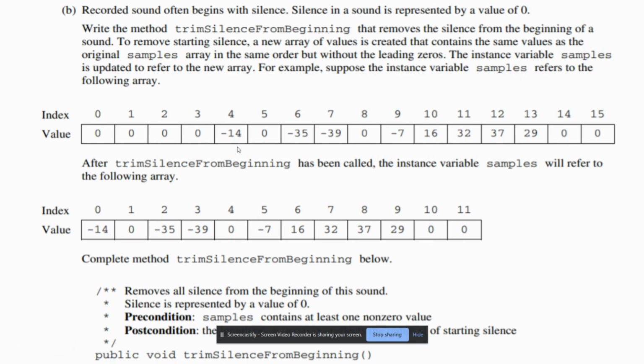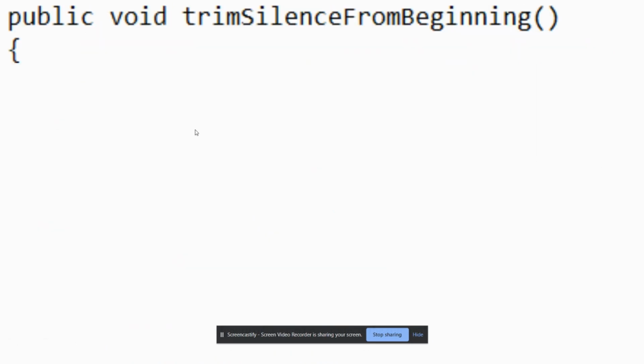So your logic should be, how can we remove these leading zeros? Well, let's get to that in the solution. And here they're prompting us to write our solution for trimSilenceFromBeginning. They're giving the preconditions and postconditions, any assumptions, and basically a description of what the method should do. Okay, so at first you need to start off with the signature as always. This is a void function, so it does not return anything, and it does not take in any parameters because it just solely depends on the samples array.